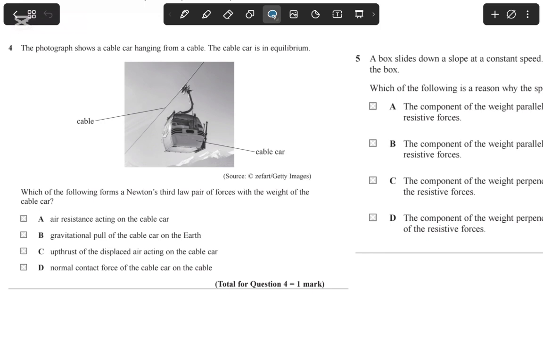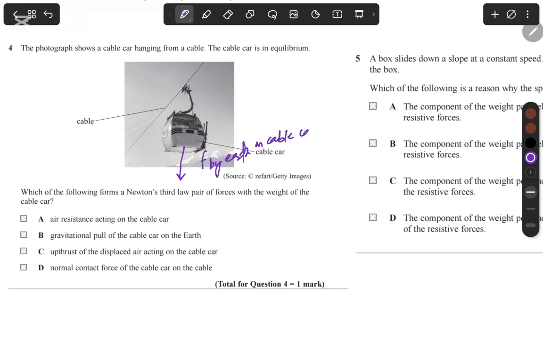cable car. Now, the cable car is experiencing a gravitational force that is exerted by the earth on the cable car. So it's going to be force by earth on cable car. Okay. Now, the cable car also must exert a gravitational force on the earth. So this is going to be the gravitational force by the cable car on the earth.